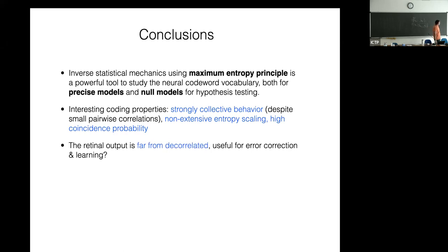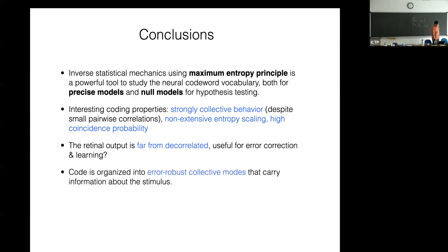The retinal output is far from decorrelated, which flies against typical efficiency arguments for the retina. It is in some sense efficient: natural stimuli are more correlated than the retinal output, but that does not mean the retinal output is decorrelated. There is still a lot of redundancy in it, which could be used for error correction or perhaps learning.